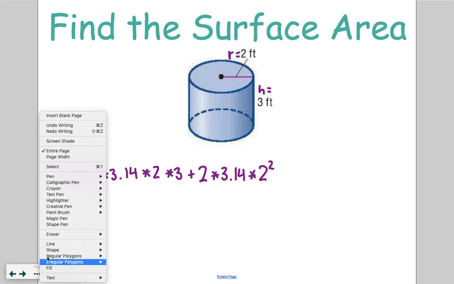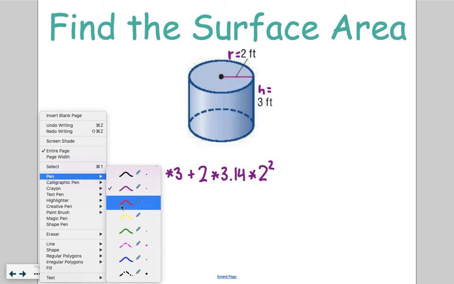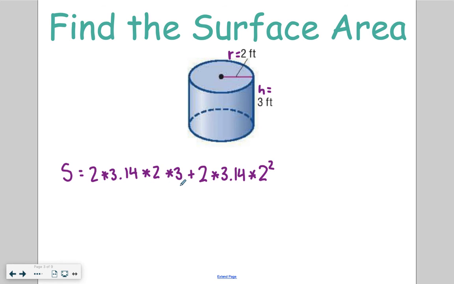So we're going to break this into pieces now, and we're going to solve the front part in front of the plus sign, so 2 times 3.14 times 2 times 3. And that front value in this case is going to give us 37.68. And then we're going to solve the part after the addition sign, so 2 times 3.14 times 2 squared, and that's going to give me 25.12.